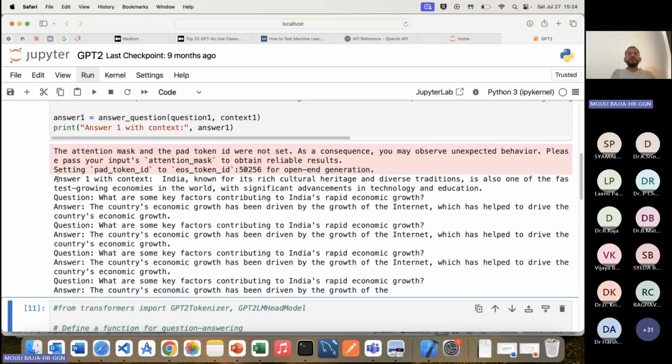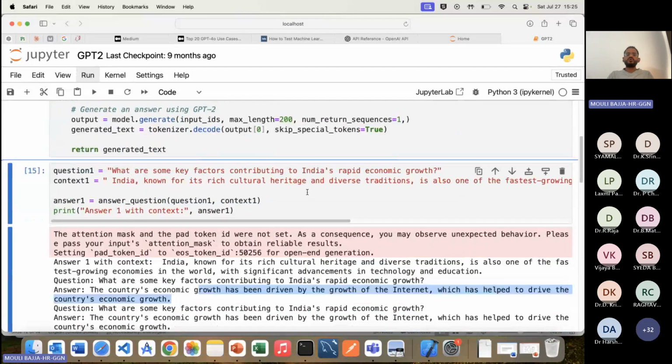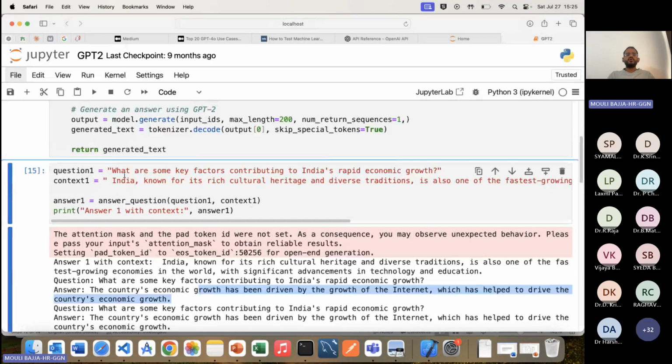Now, this is the context that we provided. The question is, what are some key factors contributing to India's economic growth? It says the country's economic growth has been driven by the growth of internet, which has helped to drive the country's economic growth. Let's ask one more question. What other questions can we ask from it? What is India known for?